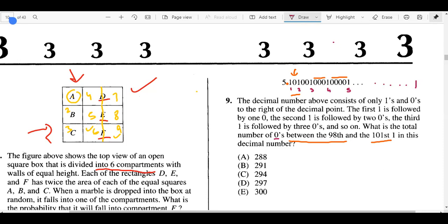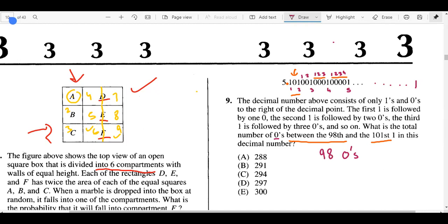The trend is that after the first one you have 1 zero, after the second one you have 2 zeros, right? This is the third one, so you have 1, 2, 3 zeros. Fourth one, 1, 2, 3, 4 zeros. So this is clear. After the 98th one, you will have 98 zeros. And what you need to find is the number of zeros between the 98th and the 101st one.